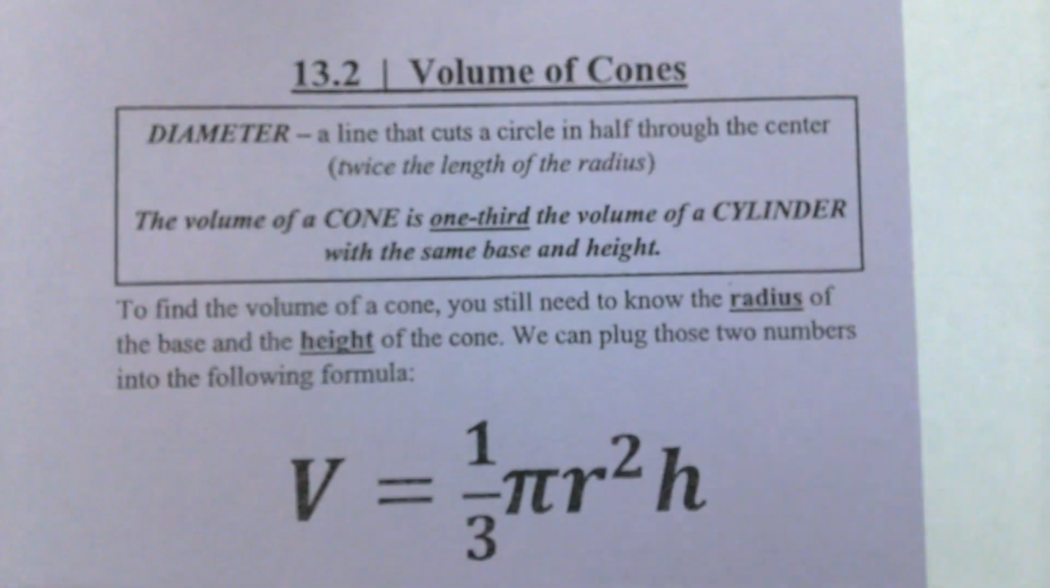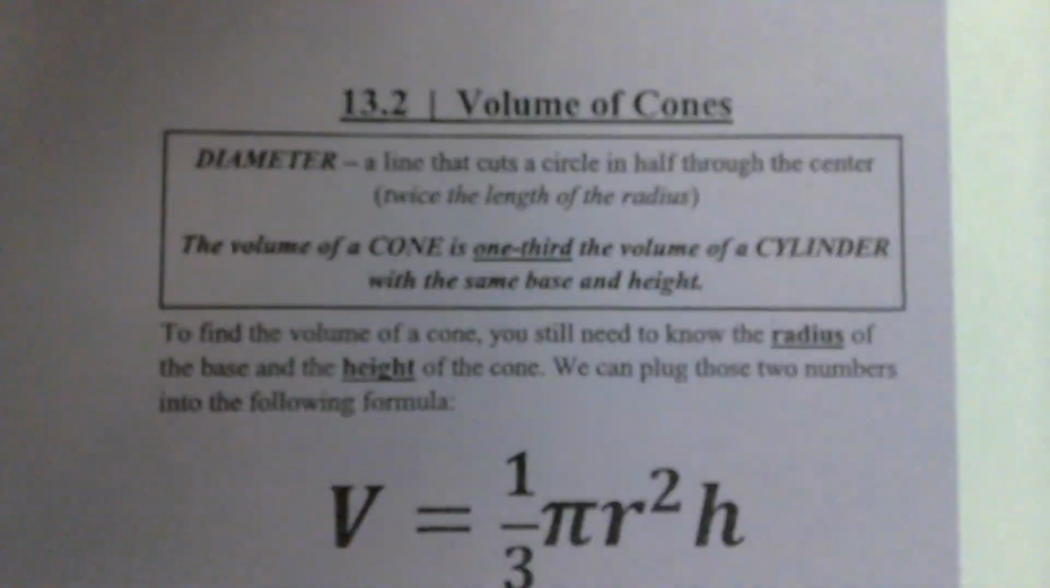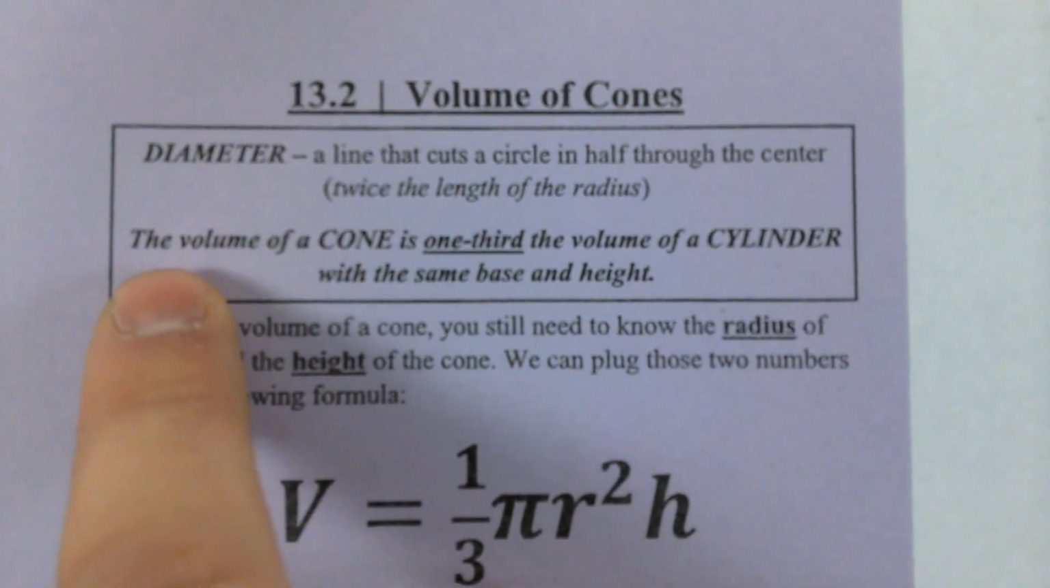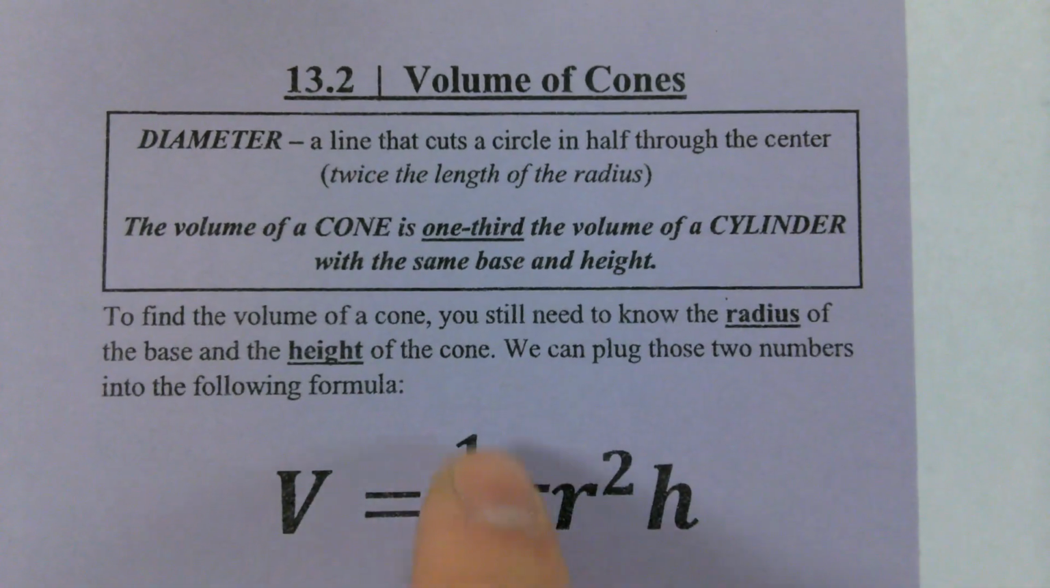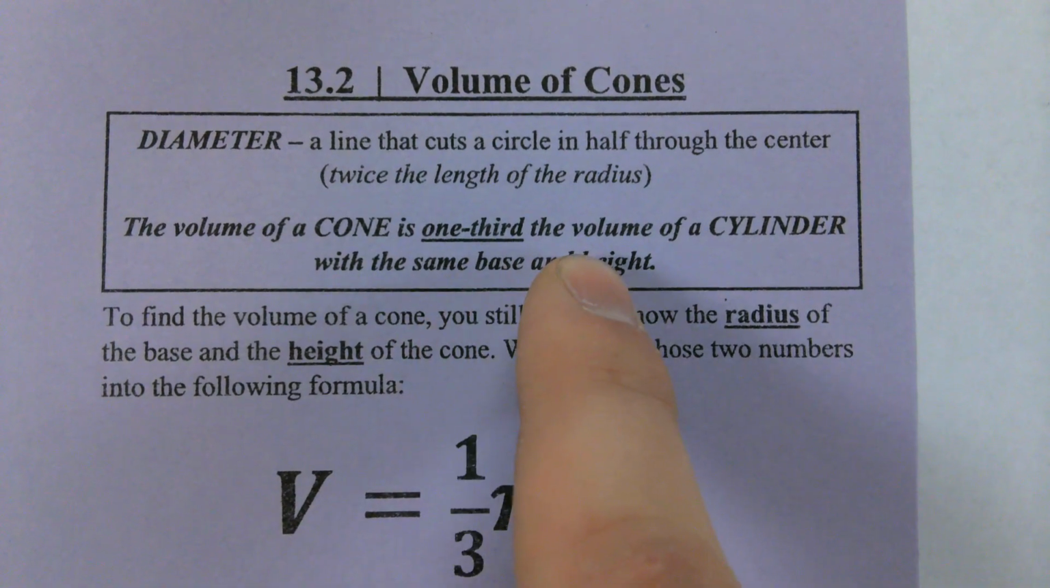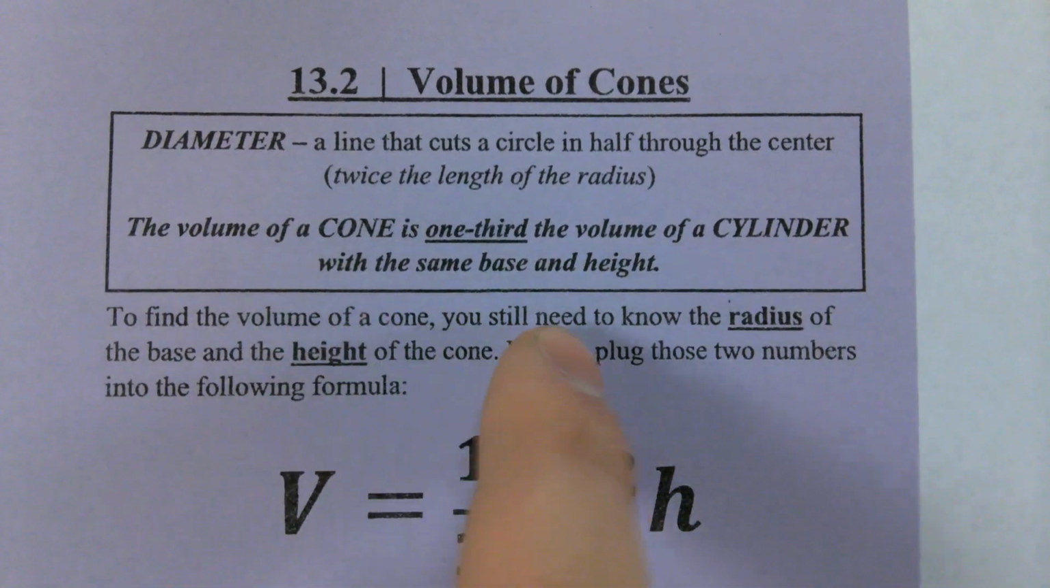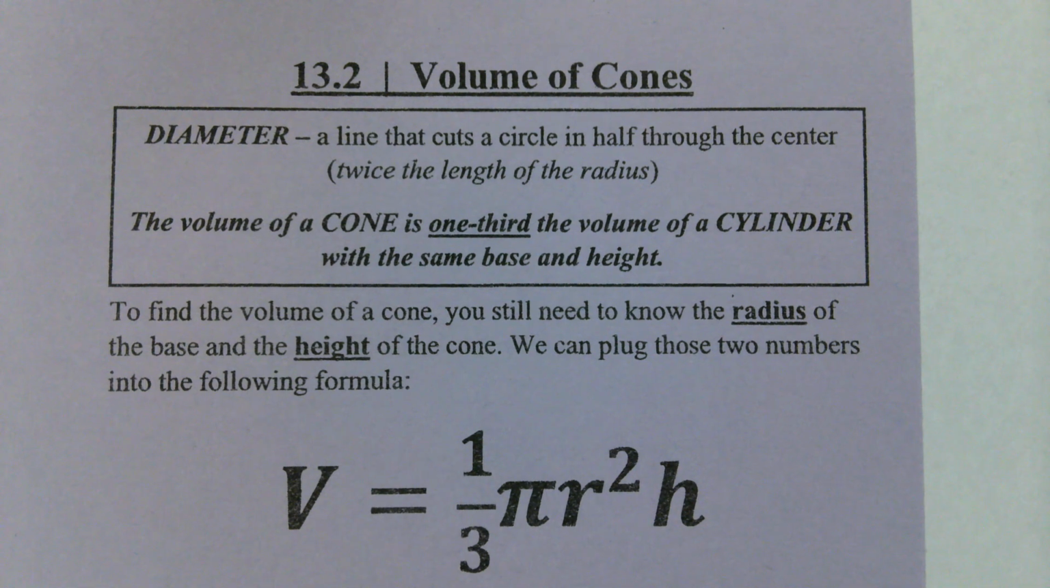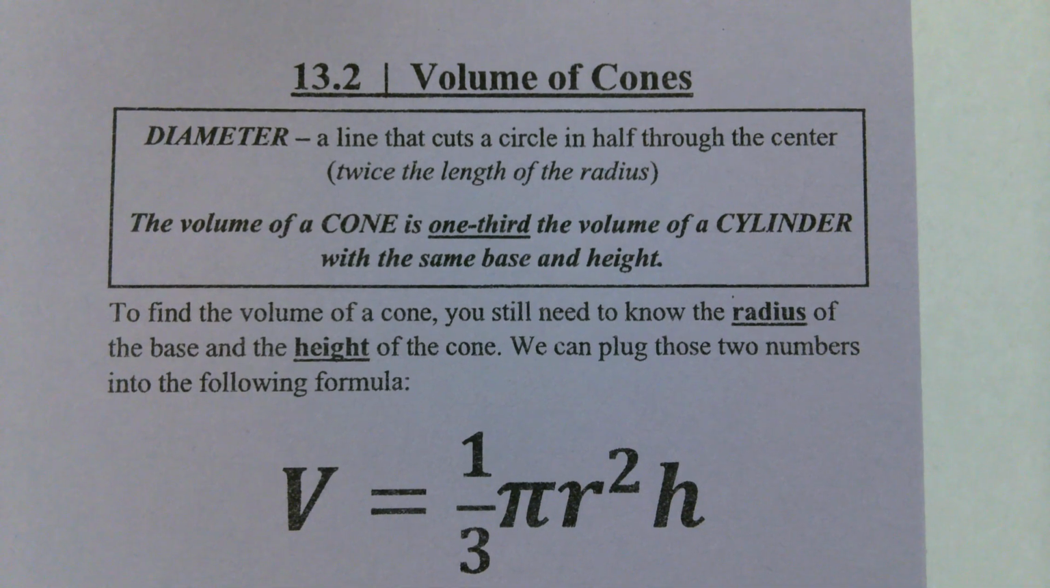So something interesting about cones as it relates to our last lesson is this note here. The volume of a cone is exactly 1/3 the volume of a cylinder that has the same base and the same height. Okay, I'm going to read that again. The volume of a cone is 1/3 the volume of a cylinder with the same base and height. We'll explore that a little bit more in term 4, I believe.